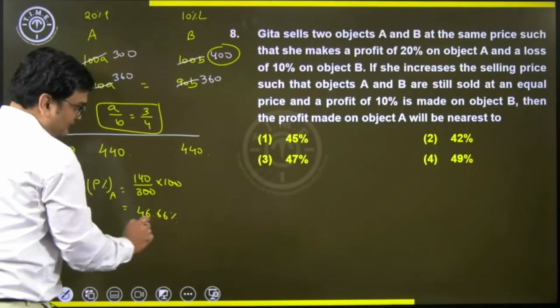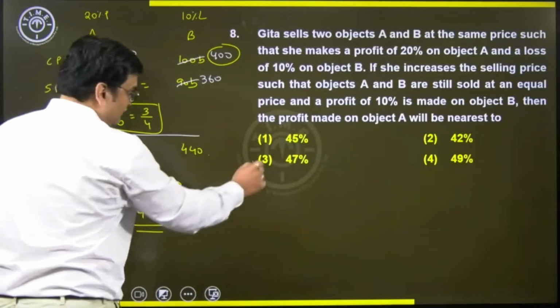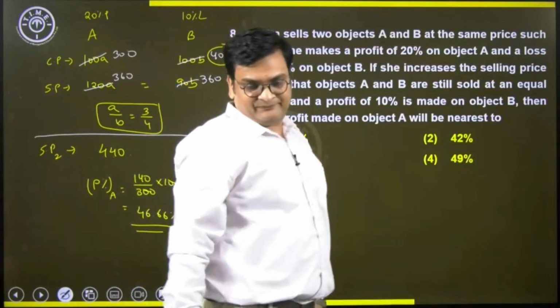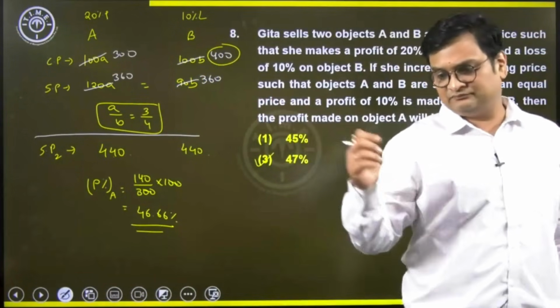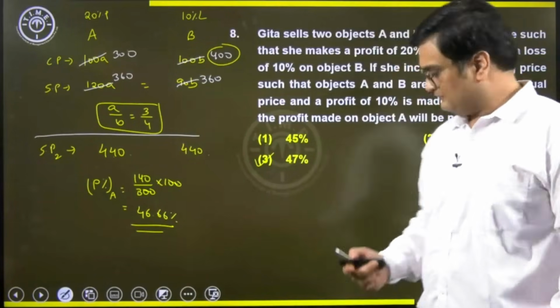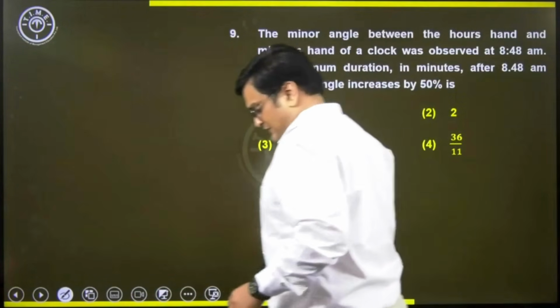46.66. So that means approximately my answer will be 47%. That should be the correct answer. Okay. Next one, question number 9.